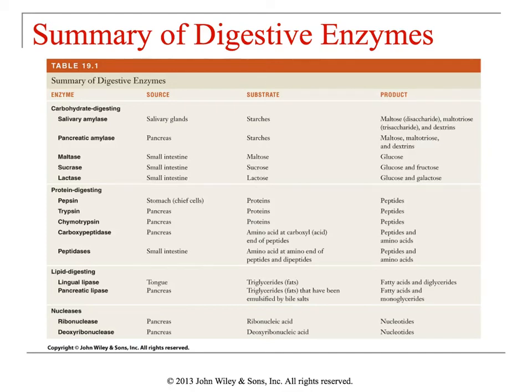Now, we will talk about this, but here's a summary of all the digestive enzymes. Amylases are going to digest starches, so they break down carbohydrates. There's salivary amylase, which comes from your salivary glands, and pancreatic amylase, which comes from the pancreas. There are some in your small intestines that are going to break down these sugars. These sugars are all considered disaccharides, so they have 2 rings, and those are going to be broken down into glucose, fructose, and galactose. And that's what can actually be absorbed into your bloodstream.